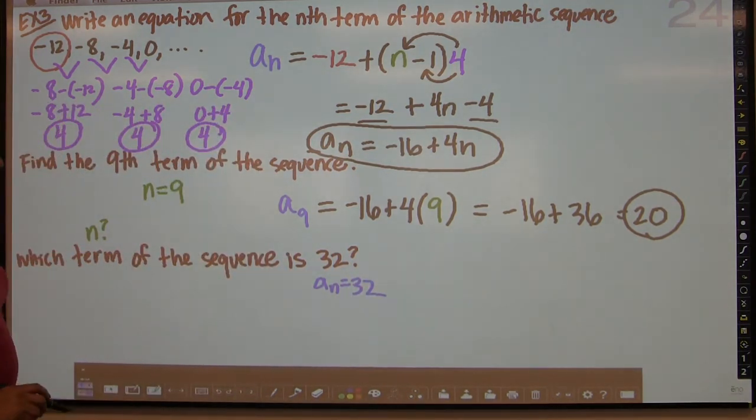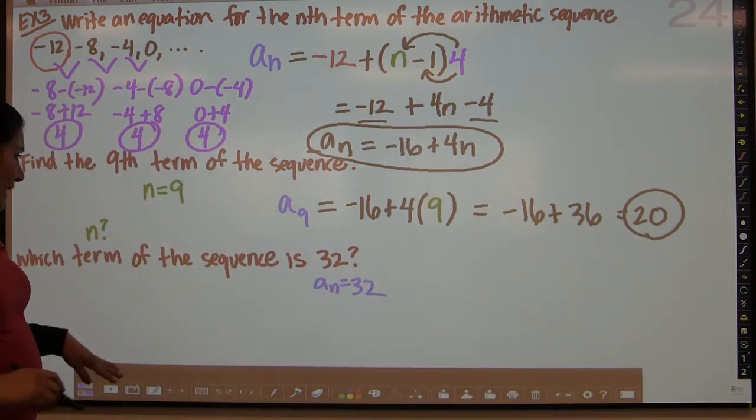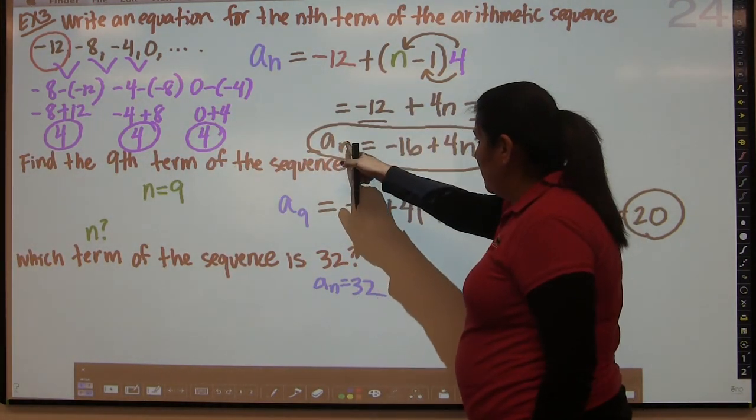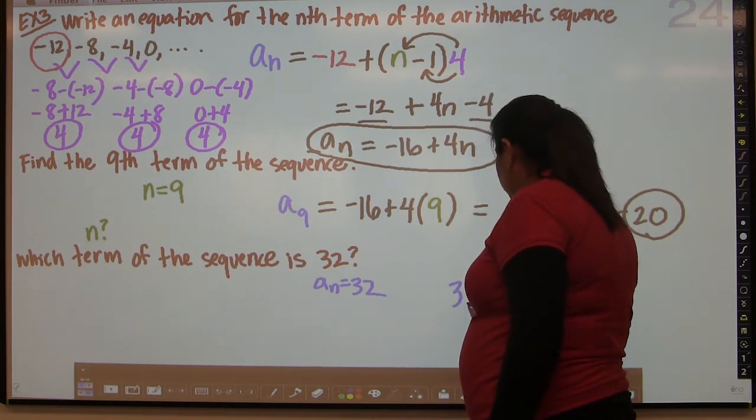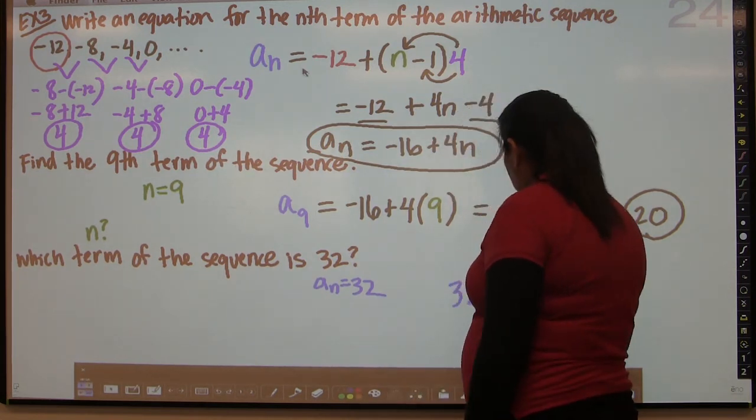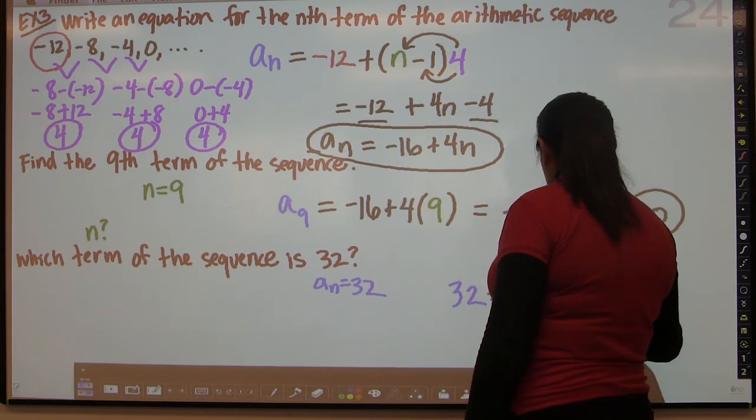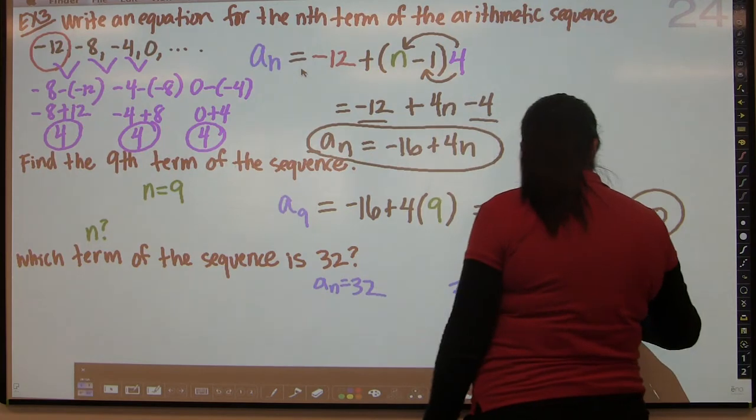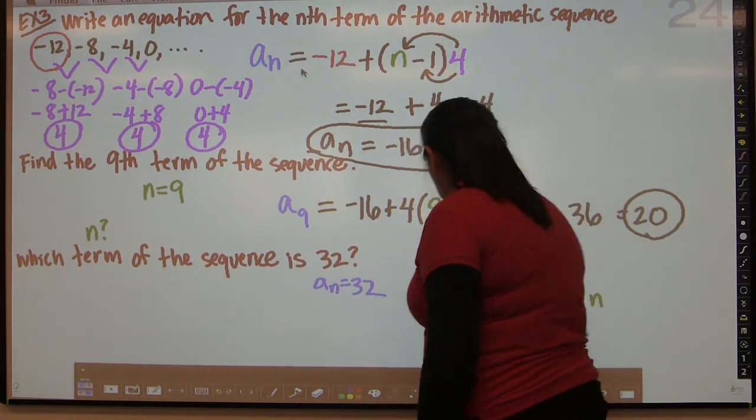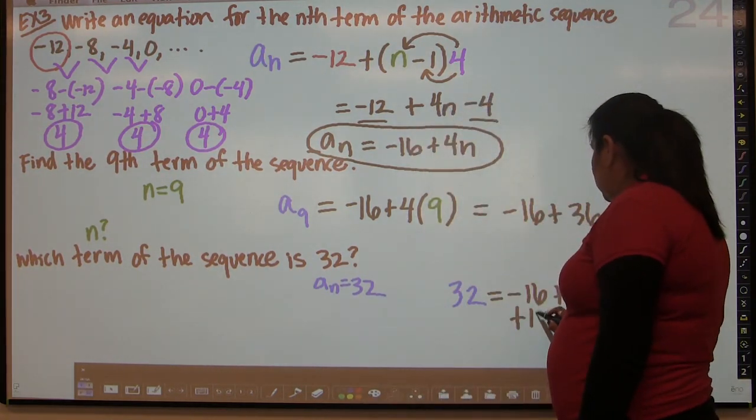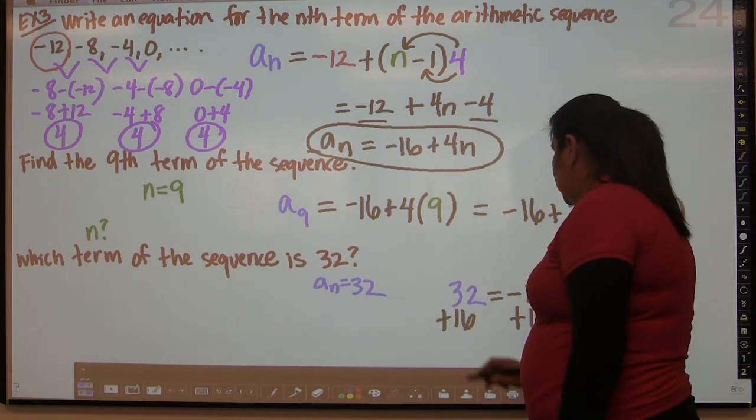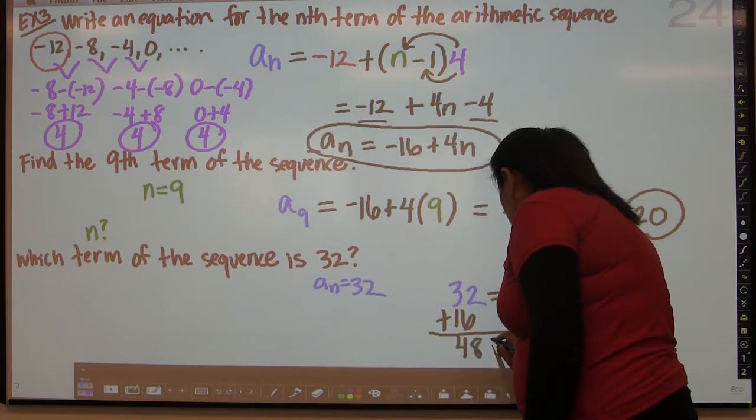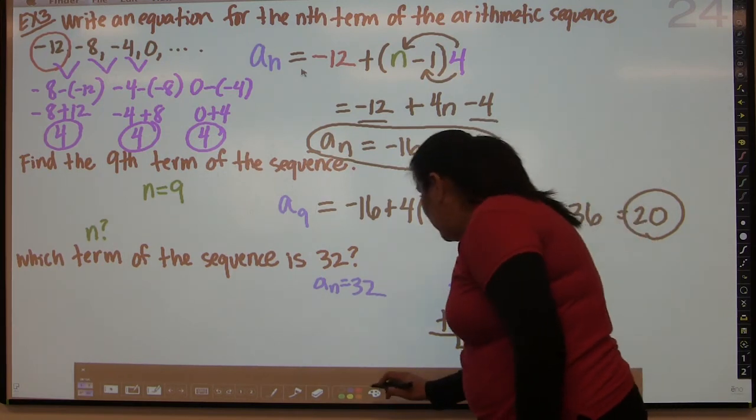So using that information, we can plug it into our equation and solve for n. So I know that A sub n equals 32, so I'm going to replace A sub n with 32, plus 4n, and my job is to now solve for n. So I'm going to add 16, so that's going to give me 48 equals 4n.